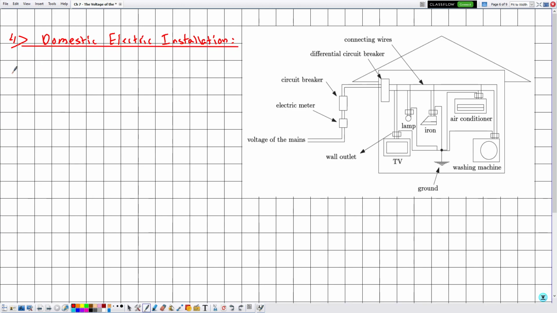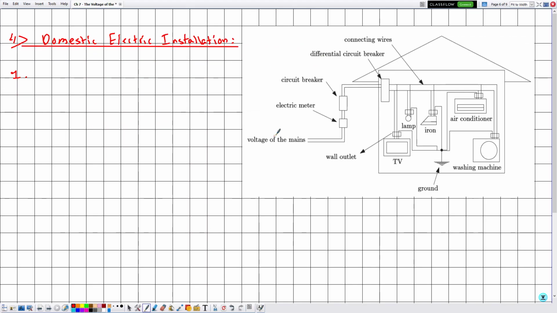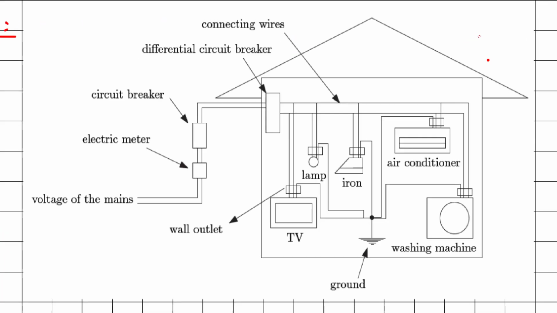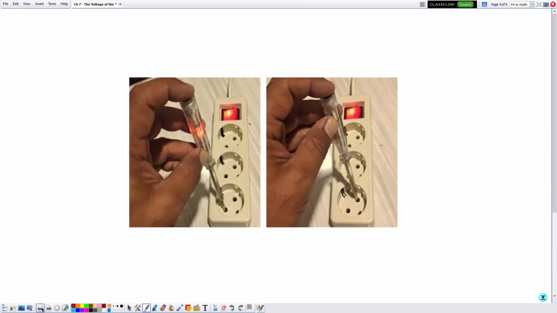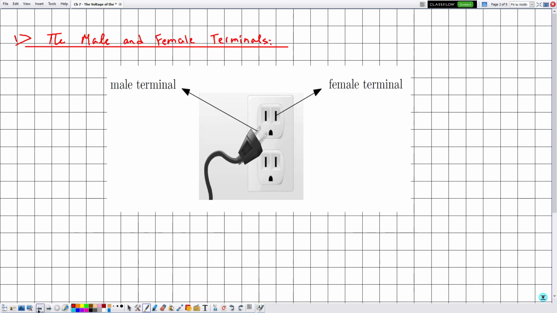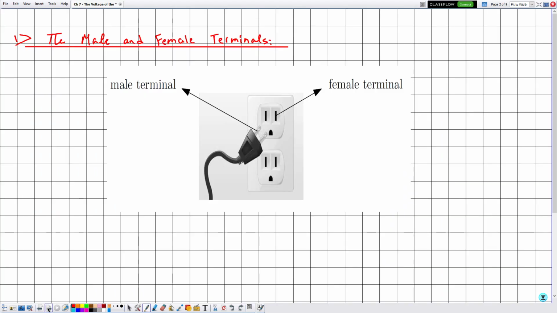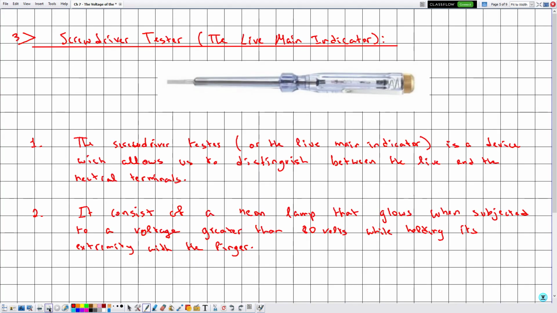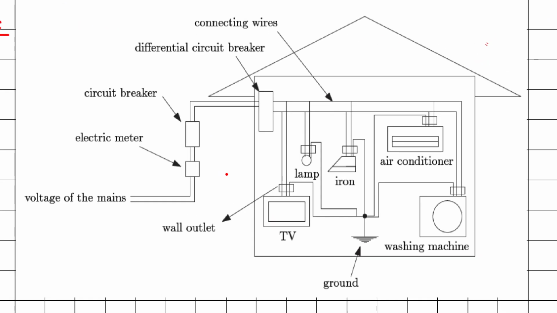And let me write here idea number 1. But before, let me explain that domestic means related to houses. Okay, so now considering this figure, what do we notice? So this is the voltage of the mains. As we have seen previously, the voltage of the main is given by that. So this is the voltage of the main. Now it's being connected inside the house.